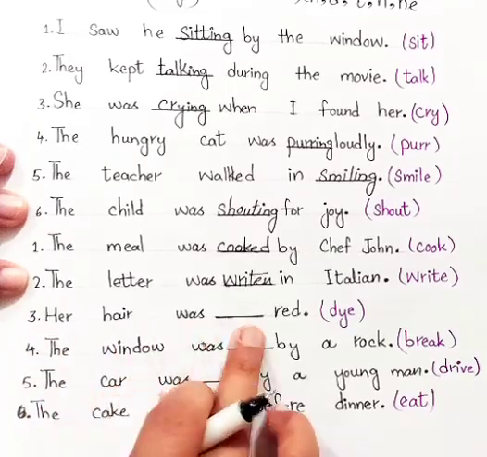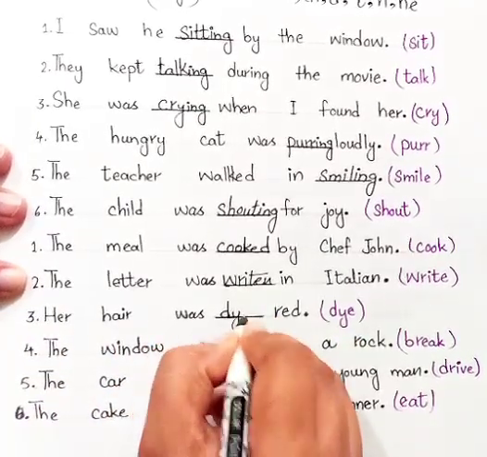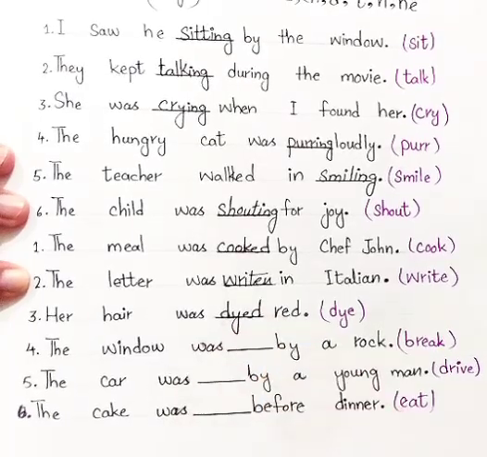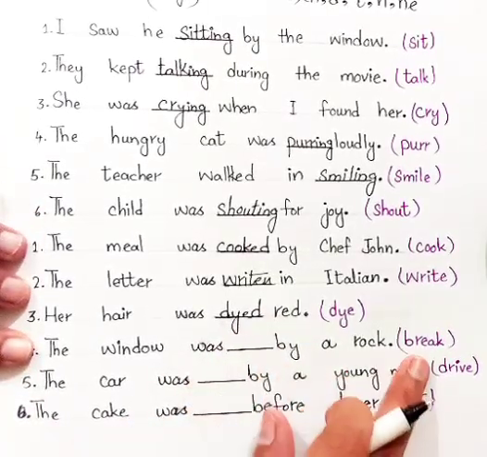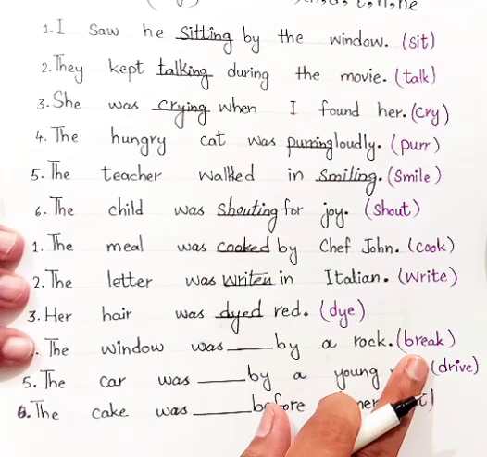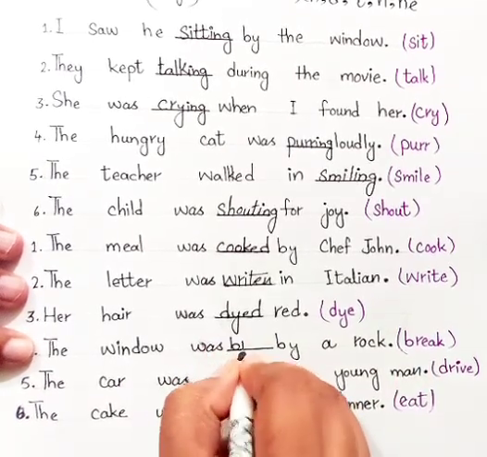Her hair was blank red dye. Dyed. Her hair was dyed red. The window was blank by a rock, break. So according to past participle it will be broken.